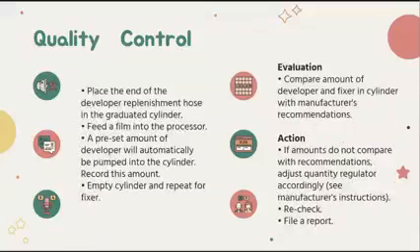Place the end of the developer replenishment hose in the graduated cylinder. Feed a film into the processor, and a preset amount of developer will automatically be pumped into the cylinder. Record this amount.